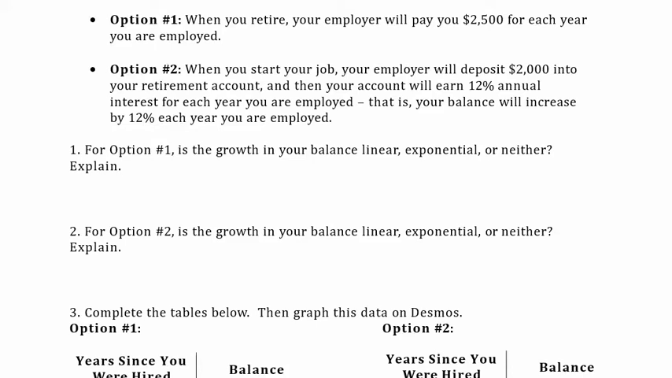All right, so for option 1, we see that we have a constant growth of $2,500 for each year. That's literally the rate of change, or the slope. $2,500 per year. So when we have that constant rate of change, we have linear growth. And so I'll let you explain it. You write it out here. But it should say something about constant rate of change, or adding the same amount each year, something like that.